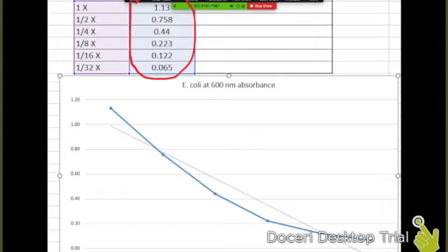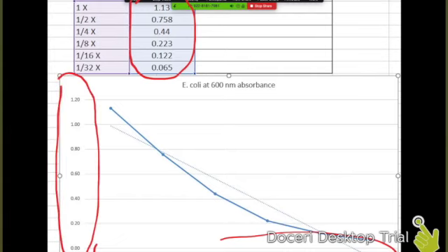Okay, and then what I did is I created a graph. Here's the dilutions down here. And then up here is the absorbance at 600 nanometers. Right, and then you get these data points, and the computer, the Excel spreadsheet program, just connects the dots. Well, that's not really what we want. We want a best fit straight line. So I had the computer generate that best fit straight line, and it's this dashed line right here, okay? And that's what we'll use.